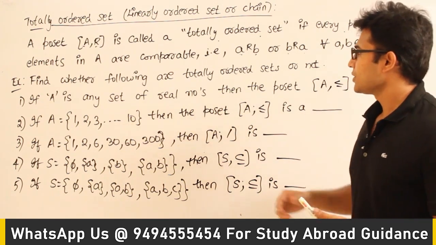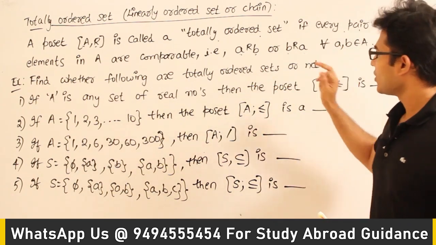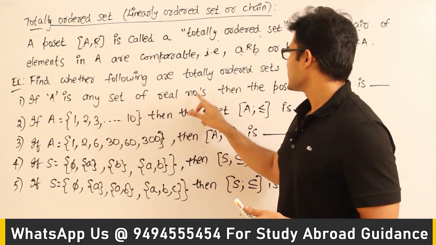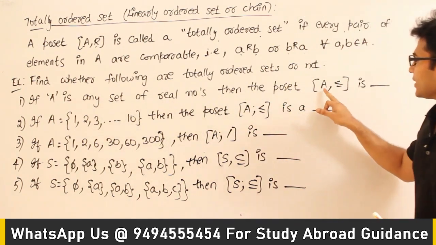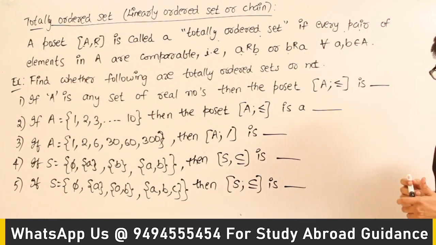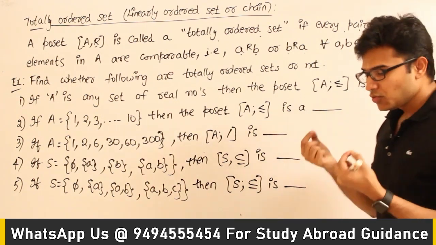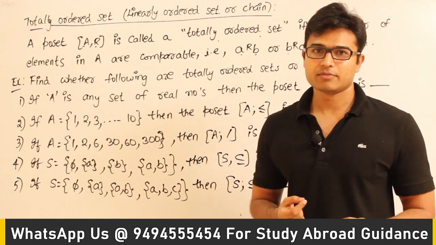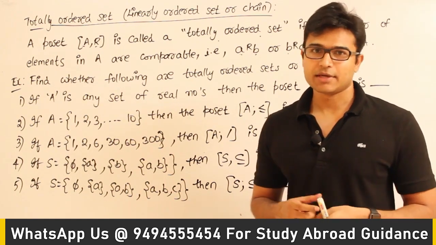See this? Check whether the following are totally ordered relations or not. If capital A is the set of real numbers, then the poset (A, less than or equal to), what can you say about it? That is what they are asking. So, if you have the set of all real numbers, can you take any two real numbers and apply the relation less than or equal to between them or not? Yes, we can apply, isn't it?